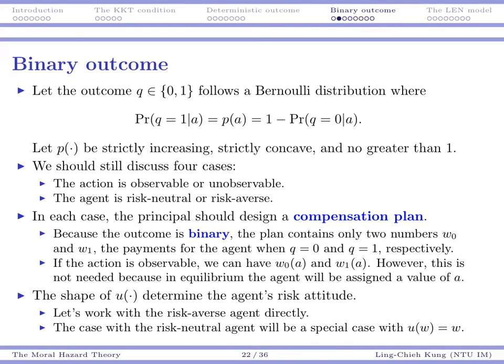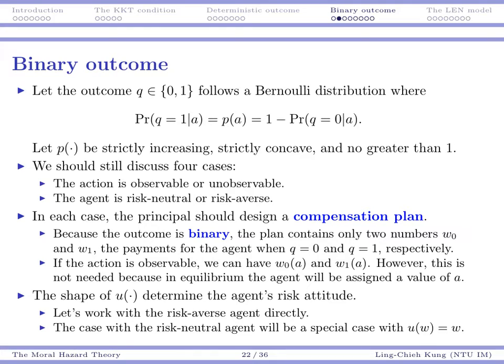So we should still discuss four cases, right? Just like the previous video. The action may be observable or not. The agent may be risk neutral or risk averse. In each case, the principal should design a compensation plan as what we did.